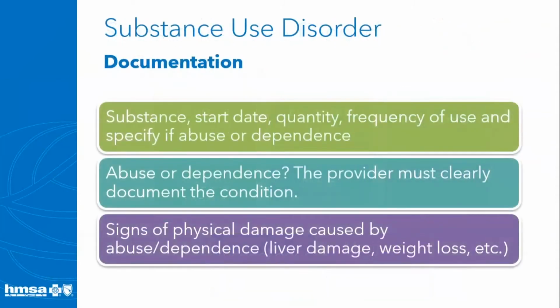For substance use disorders, your supporting documentation should include the substance, start date of use, the quantity, frequency of use, and specify if there is abuse or dependence. A person may abuse drugs or alcohol, but not be dependent on them. The provider must clearly document the condition. Also document signs of physical damage caused by the abuse or dependence, such as liver damage or weight loss.